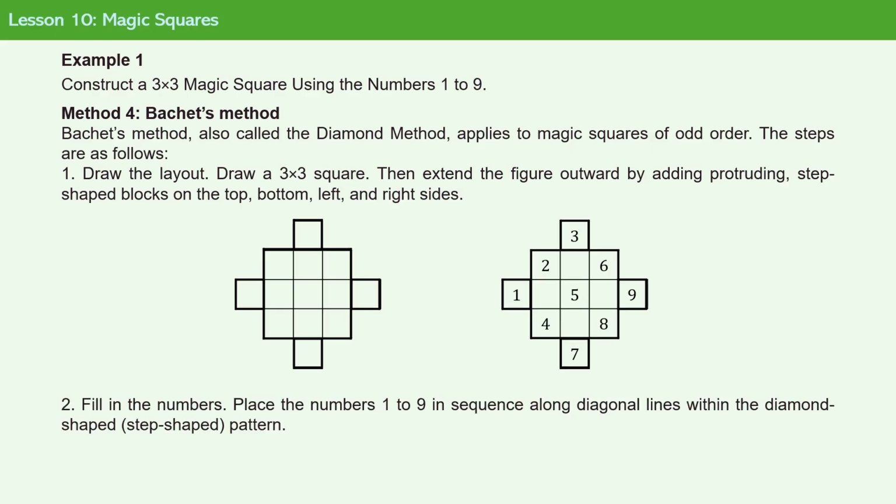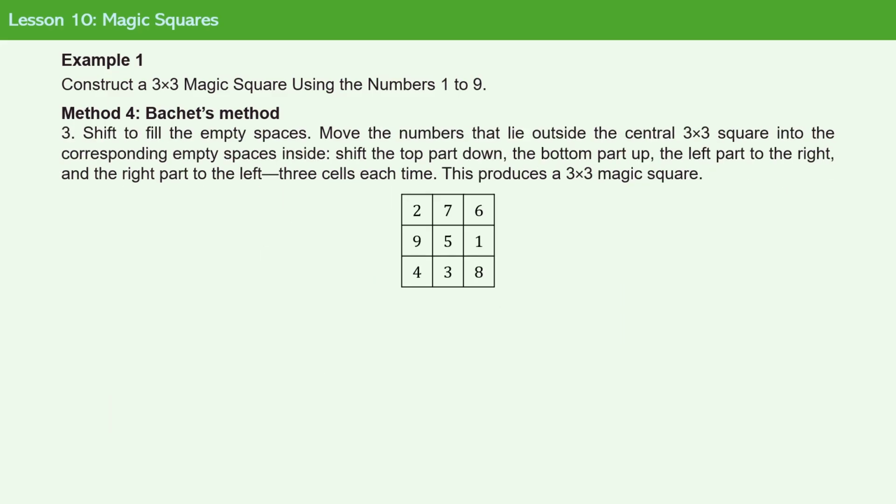Second, fill in the numbers. Place the numbers 1 to 9 in sequence along diagonal lines within the diamond-shaped, step-shaped pattern. Third, shift to fill the empty spaces. Move the numbers that lie outside the central 3x3 square into the corresponding empty spaces inside: shift the top part down, the bottom part up, the left part to the right, and the right part to the left 3 cells each time. This produces a 3x3 magic square.